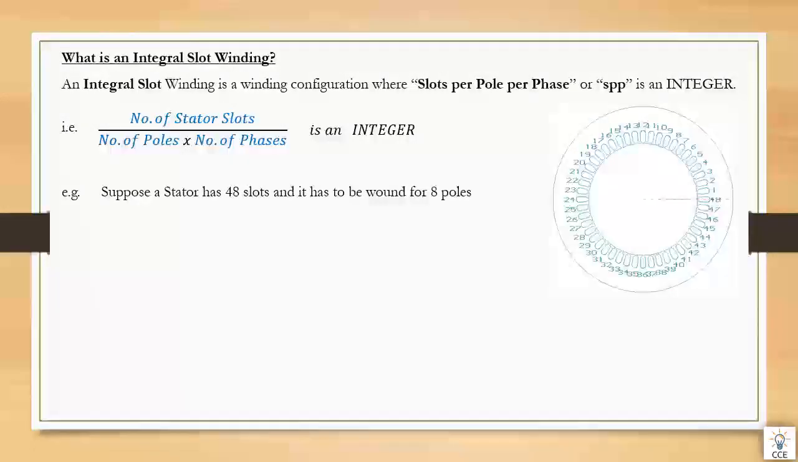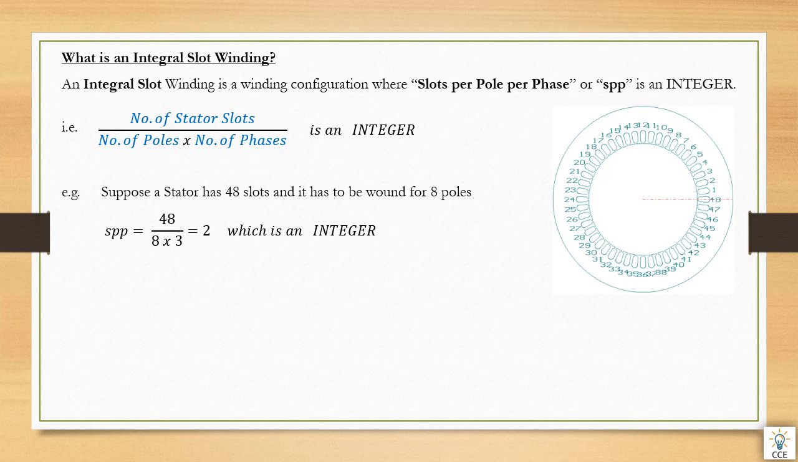Taking an example, let's consider a stator that has 48 slots and our requirement is to wind it for 8 poles. In that case, the slots per pole per phase would be 48 slots divided by the number of poles, that is 8, and divided by the number of phases, that is 3. Over here we are limiting our discussions to 3-phase machines, that's why the number of phases is 3. And the value of the slots per pole per phase comes to 2. So we see that 2 is an integer.